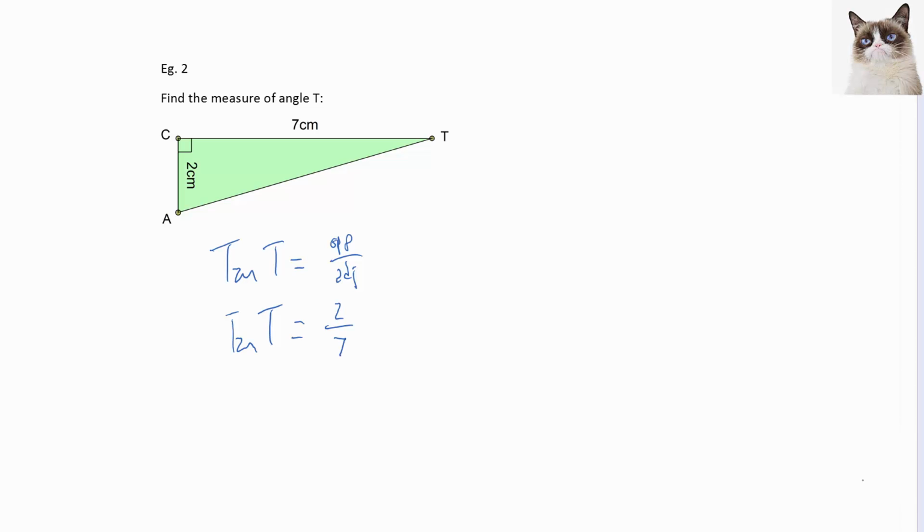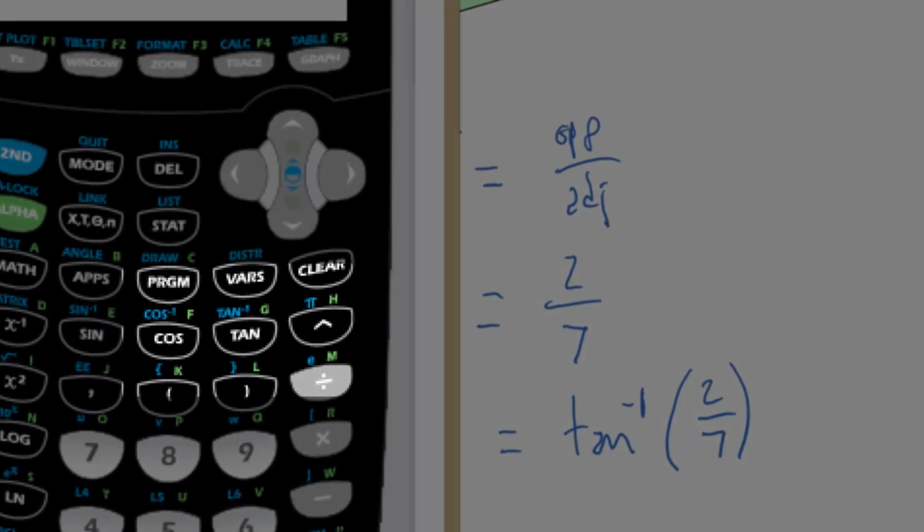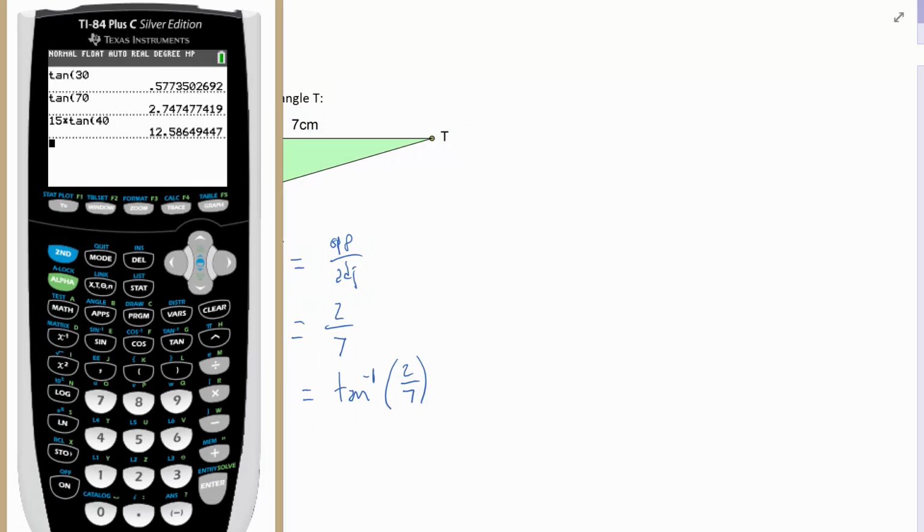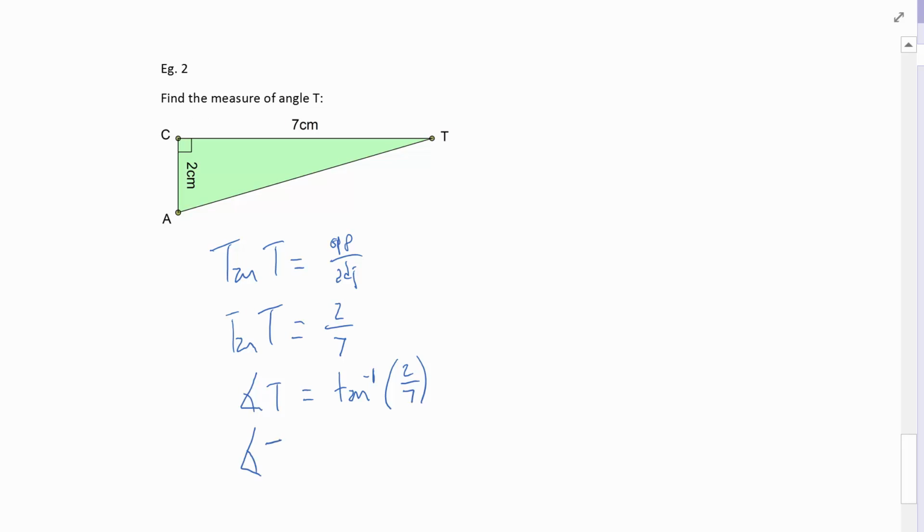Now, when we want to find the angle, we want to undo tangent. We want to find the inverse of the tangent. And so what we write is this notation here, tan negative 1 of 2 over 7. If you notice the tan button on your calculator, it says that same notation. So to access this, you press the second or the shift key on your calculator and have it give you the inverse tangent of 2 over 7. This means the angle is approximately 15.9 degrees, or to the nearest degree, why don't we say that angle T is approximately 16 degrees. And if you go back into the tables, you'll see that that's the number there.